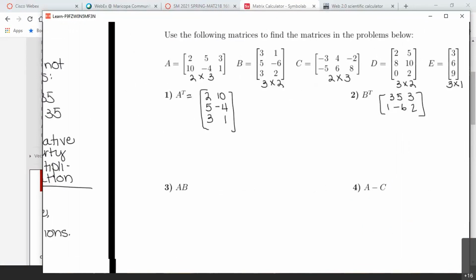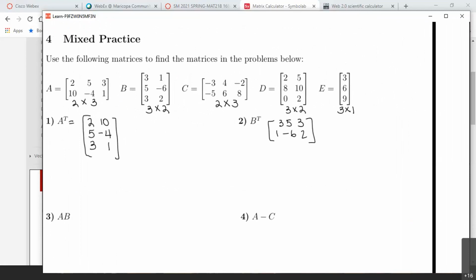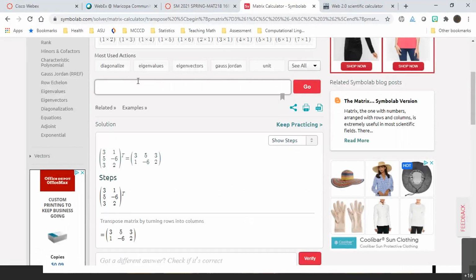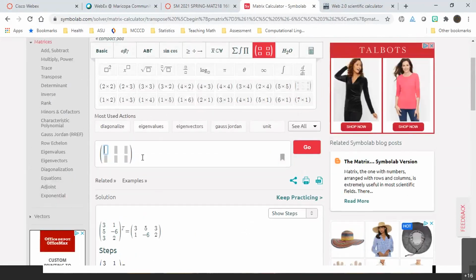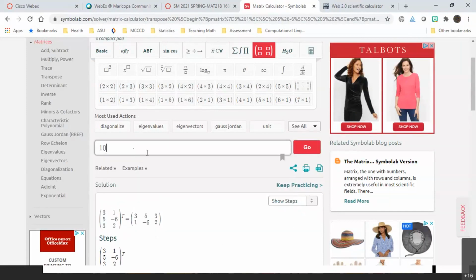All right, the next one is a multiply. It's A times B. Again, that's easier to do with Symbolab. So let me go back there and do A times B. My first matrix was a 2 by 3, and I'll put that in. I should have left B up there. So 2 by 3, and then this is 10, negative 4, 1. Oops, something squirrely. 2, 3.